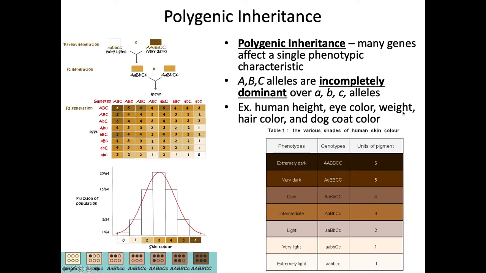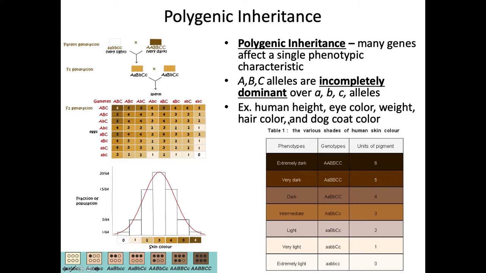Weight is another trait that's controlled by polygenic inheritance. There are many genes controlling weight: genes for your thyroid hormone, growth hormone, metabolism, etc. Hair color: a lot of people have brown hair, but there are different shades of brown. And then, of course, dog coat color. So those are just some examples of polygenic inheritance.